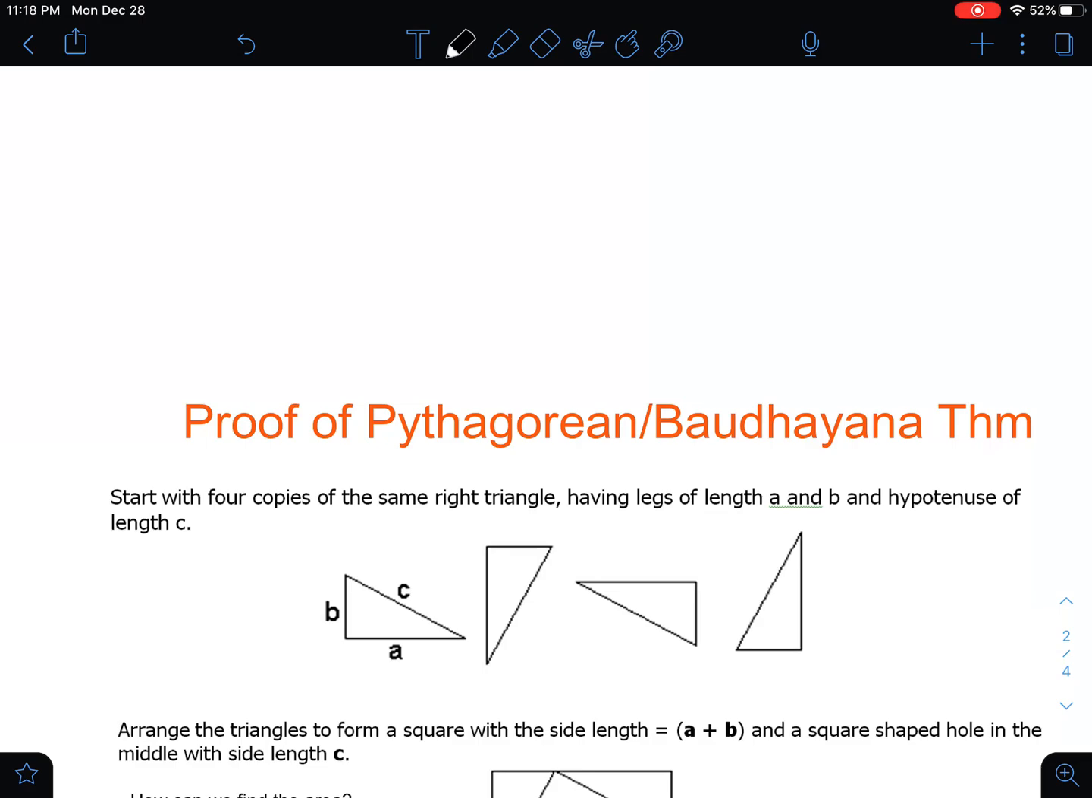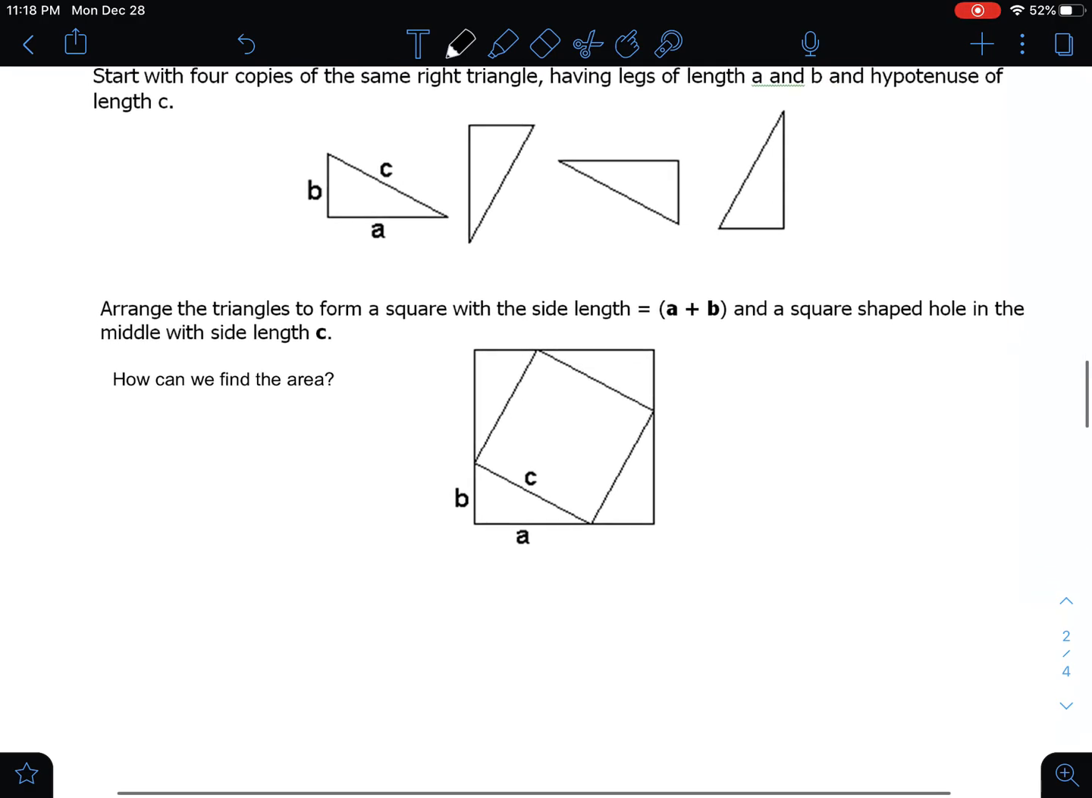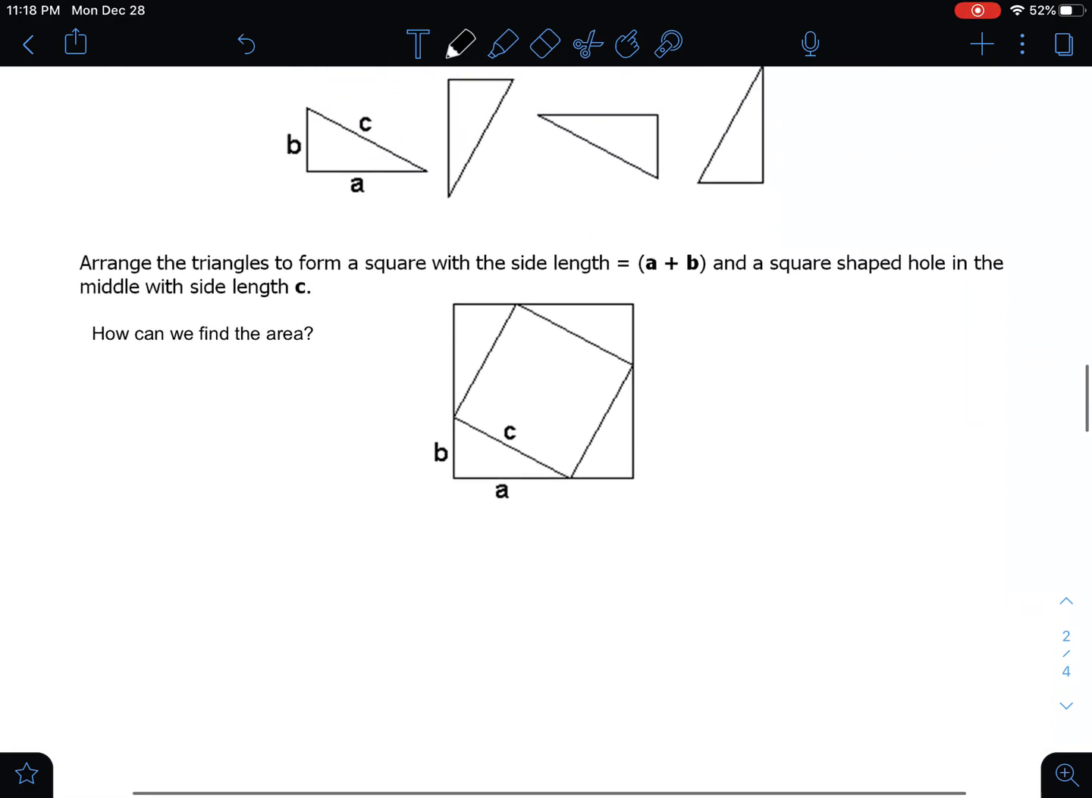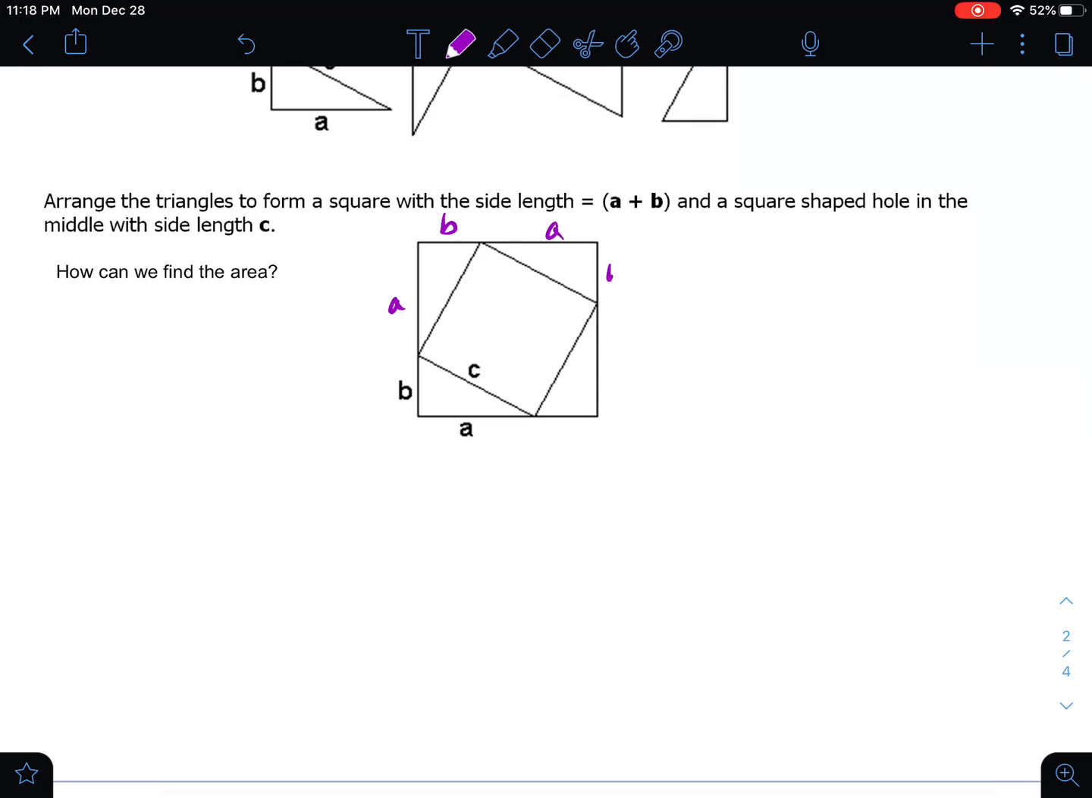Regardless, proof of the Pythagorean theorem. There are many proofs. I'm going to use an algebraic approach that starts with 4 copies of the same right triangle that I've arranged to form a square. So all of the hypotenuses form a square. We've got this length A, and this length B, this length A, this length B, this length A, and that length B. You can see all of our triangles. Here's all the C's. So we have a couple different ways of finding the area.